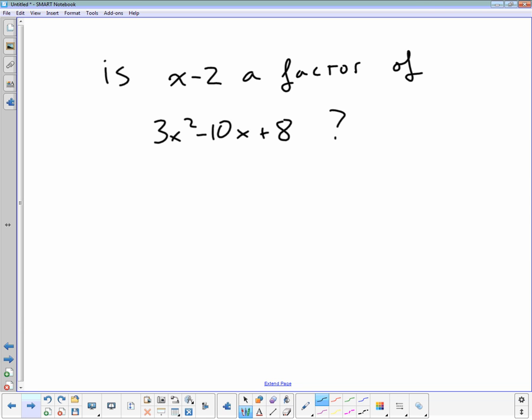What are you going to do? Plug in what? Plug in 2. See if it flies. What, the other example? No. Because if x minus 2 is a factor, then x equals 2 is a root. Yes, so if it's a root and I plugged it in, I'd get a 0.